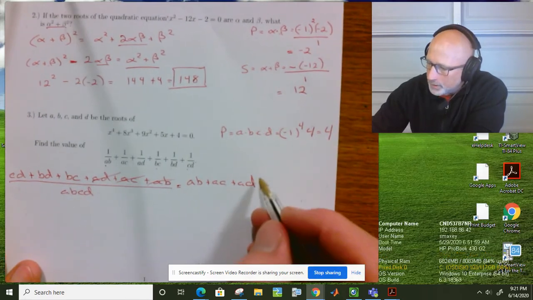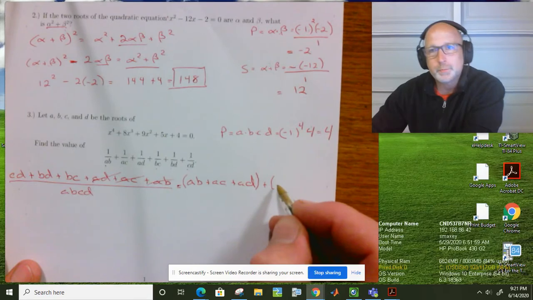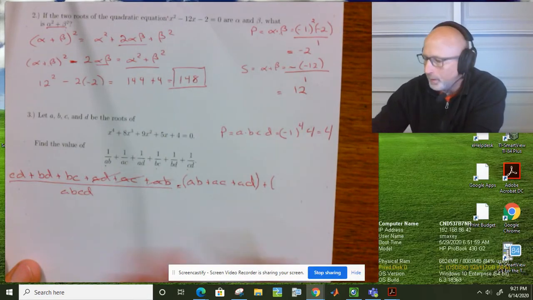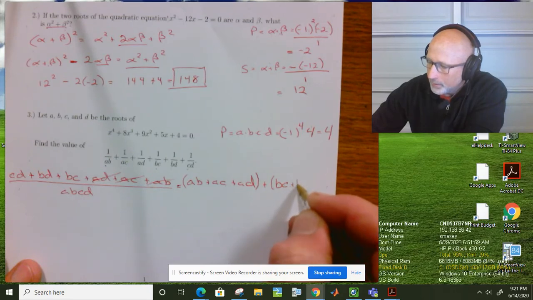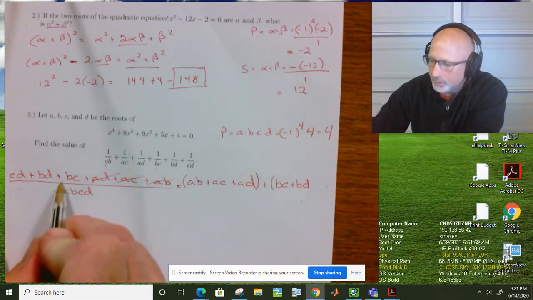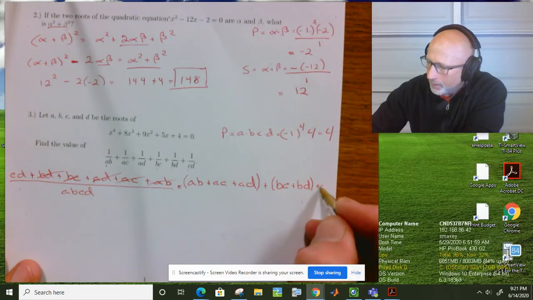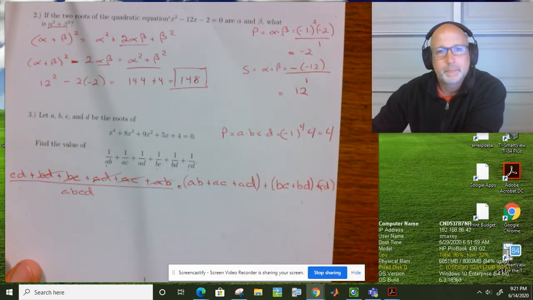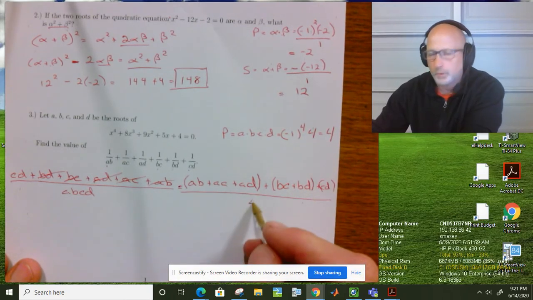Now, in addition to that, I'm just going to put these in parentheses here. Now I'm going to start off with B, and I'm going to match B's up. I'm going to put all the ones that have B's in them. So I have BC plus BD, right? BC and BD. And the last one I have is CD. Okay, and this is all over what we said before, which was 4.